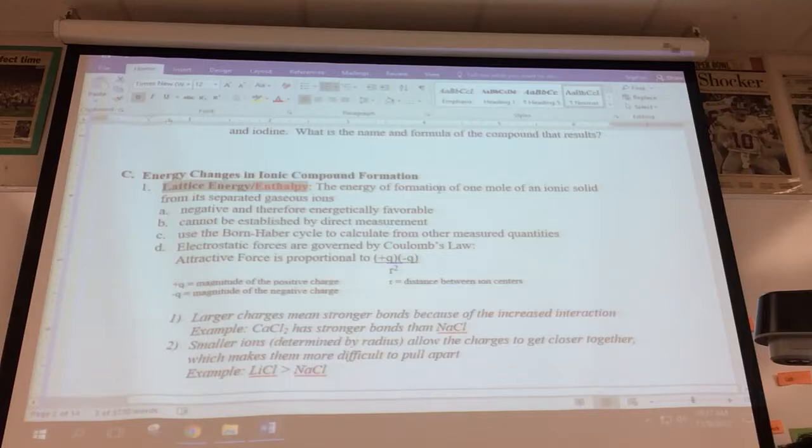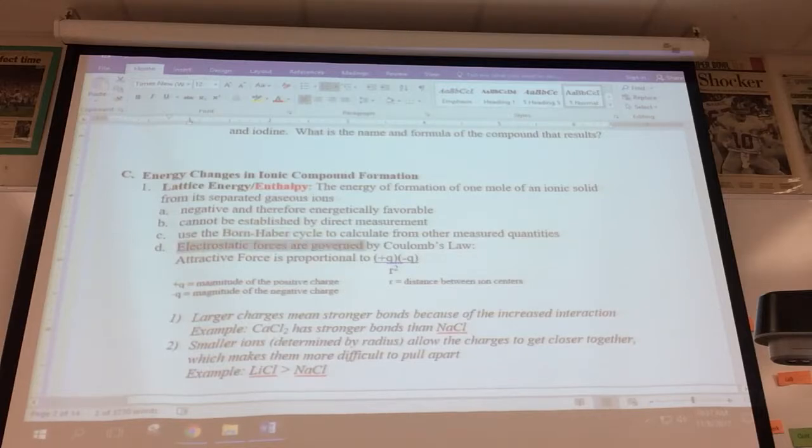It says the energy of formation of 1 mole of an ionic solid from its separated gaseous ions. So you're forming 1 mole of solid from its separated ions in the gaseous state. Keep in mind, ions are typically aqueous. It is exothermic, highly energetically favorable. You can't measure it directly. You do so doing a Born-Haber cycle that is far too complicated than anything I want to talk about.